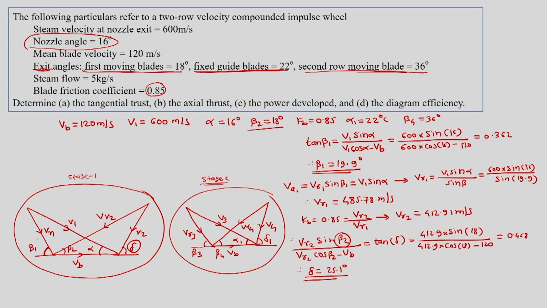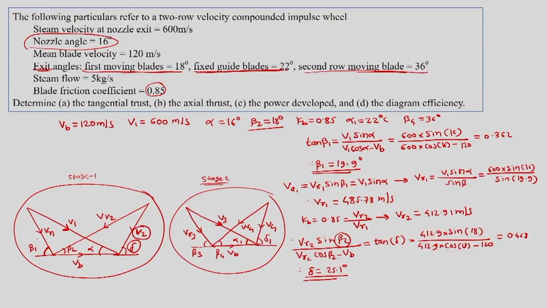We know that for stage 1, V1 was the velocity at the inlet. For stage 2, V3 is the velocity at the inlet, but V3 is inspired from V2. So V3 and V2 are the velocities for the fixed blade. V2 is the velocity at the entry to the fixed blade and V3 is the velocity at the outlet of the fixed blade. So we have to use the friction factor between them.